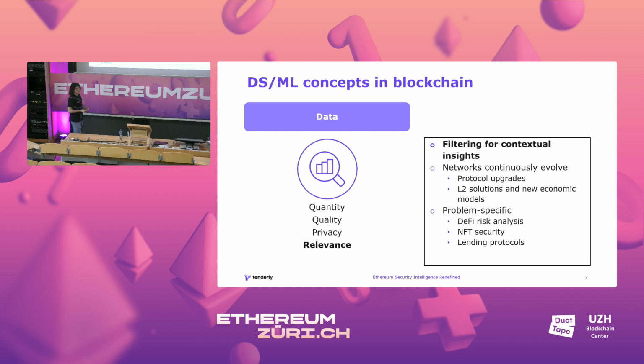Data relevance. I said we have a lot of data, but as networks are continuously evolving, you have protocol upgrades all the time. On top of that, like I said, L2 solutions are trending nowadays. So generally, user behavior is changing. You cannot really use old data all the time. You always have to be up to date and make sure that the data you're using is relevant to the current state of things. And also, as I previously mentioned, for more specific security problems, you can maybe only use DeFi data like swap and trade transactions if you want to do DeFi risk analysis. Or for example, for NFT security, you should maybe only be checking transactions related to NFT marketplaces.